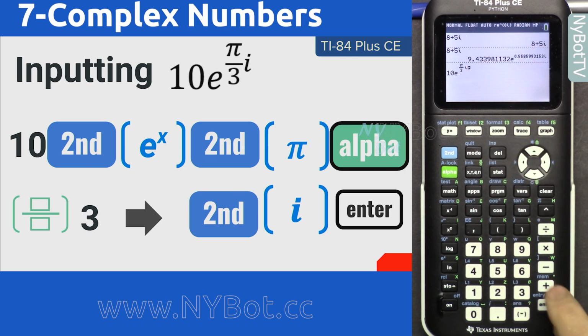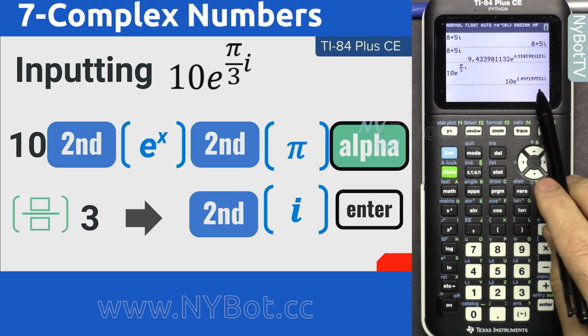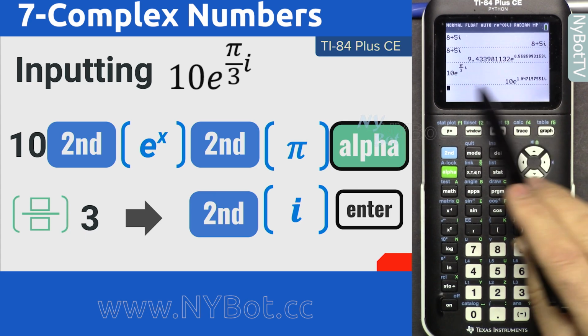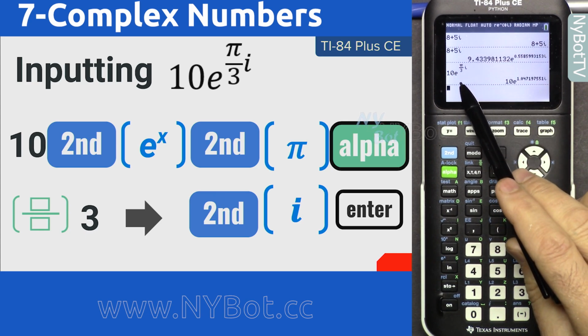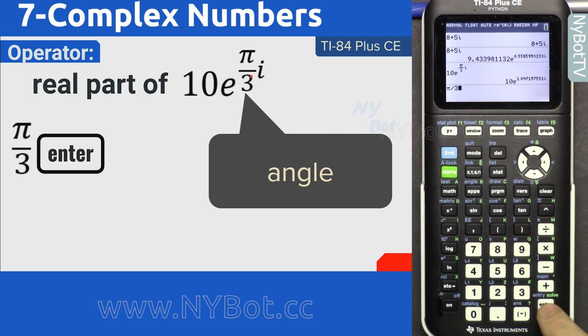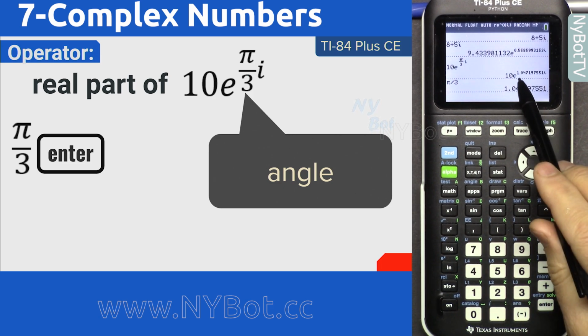We can use it, or we can simply press enter to see. Now you can see that it has been converted to 1.047 because pi has a value, and if you divide it by 3, that's the value you get. And this is the angle. If I do second function pi divided by 3, we are getting the same number, 1.047.